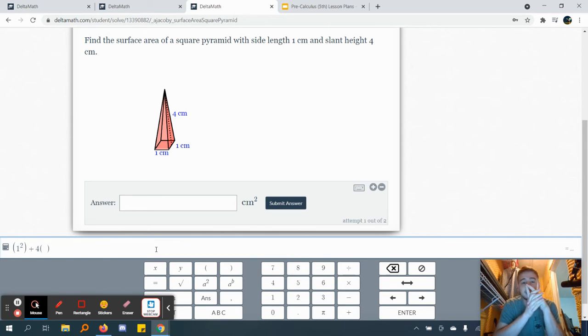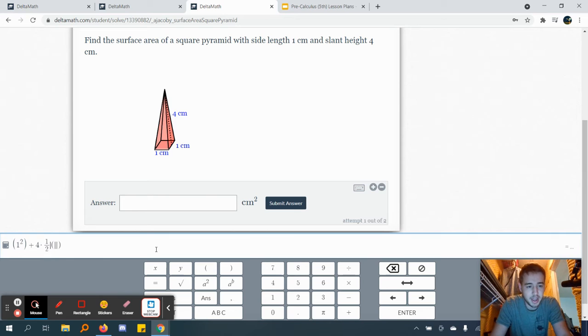Now, a triangle's area is 1/2 the base times the height. And our base is 1. Actually, you know what? We're going to just say 4 times 1/2 of, the base is 1, and the height is also 4. So we're going to use that. So it's going to be 9 is our answer.